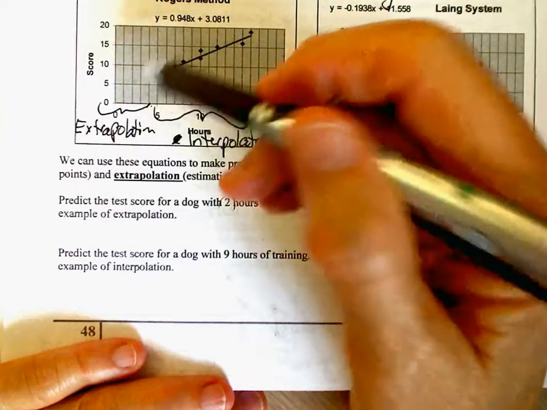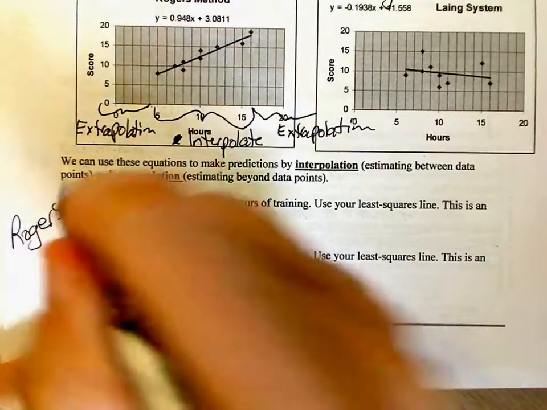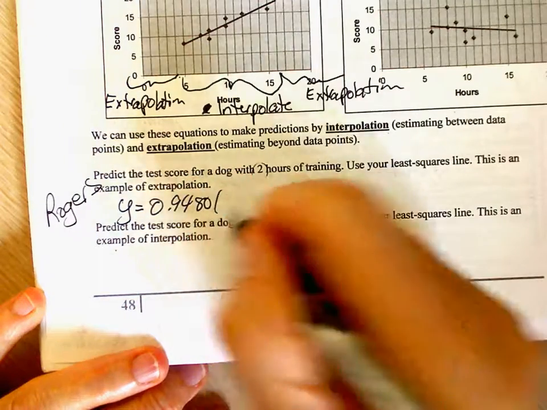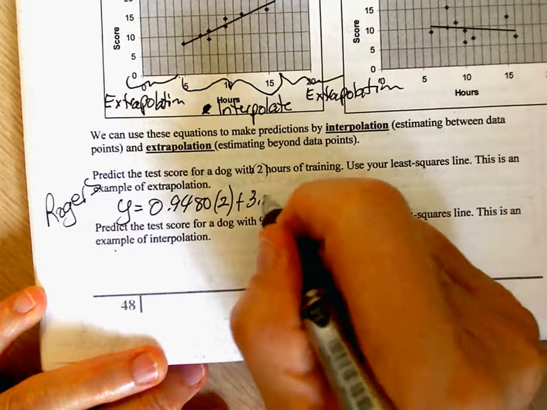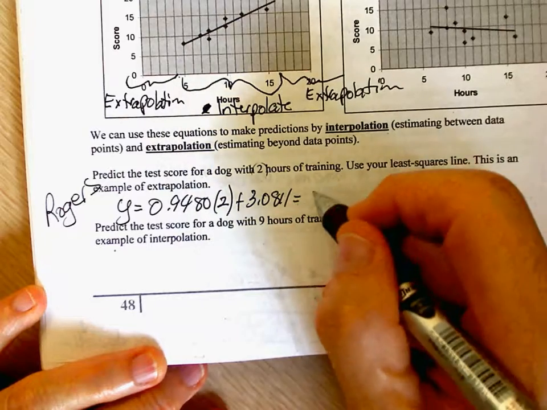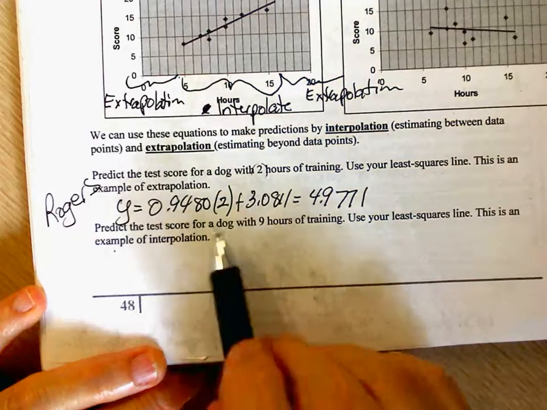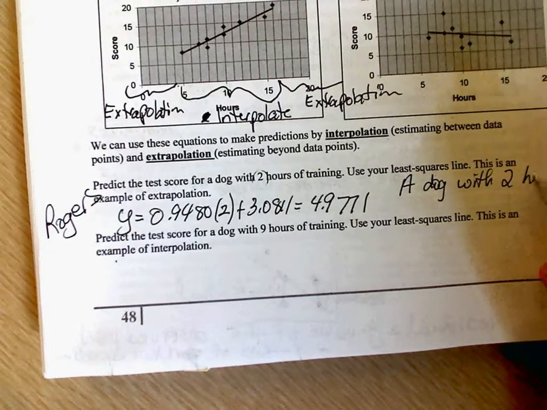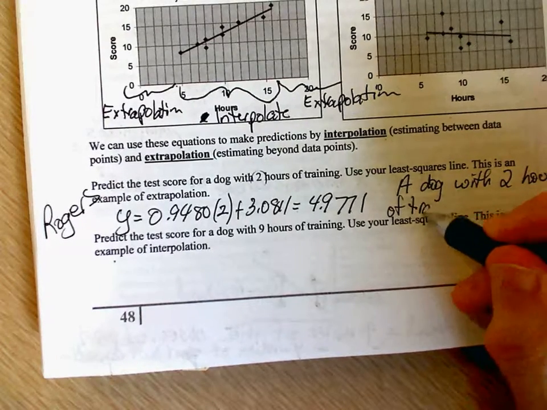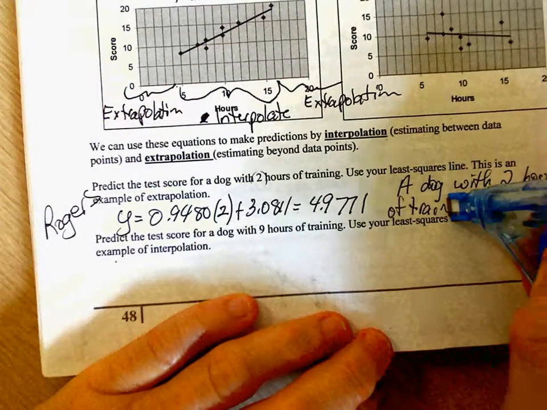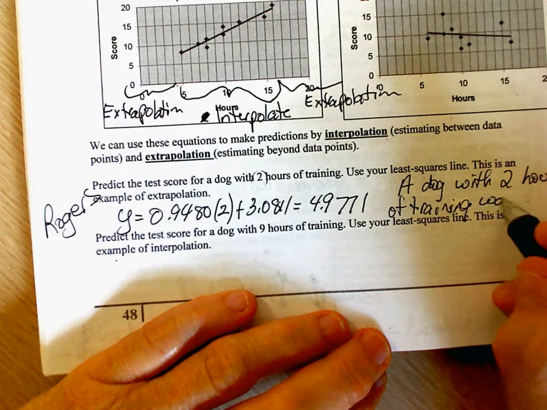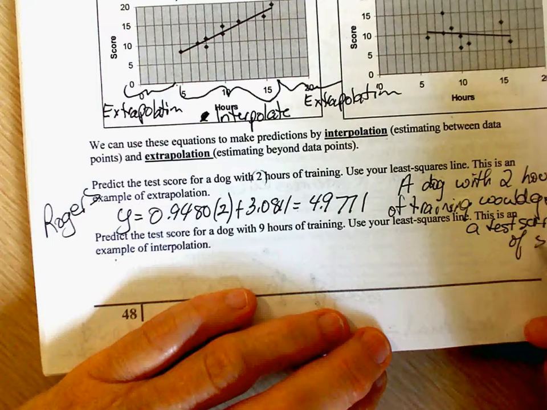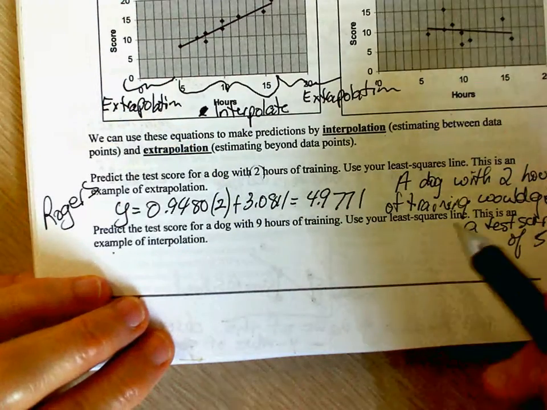Let's use the Rogers method because it has a better R, so we can predict. Y equals 0.9480 times 2 plus 3.0811. We get about 4.9771. We just use the equation to predict. So, a dog with 2 hours of training would get a test score of about 5, right? It's just a prediction.